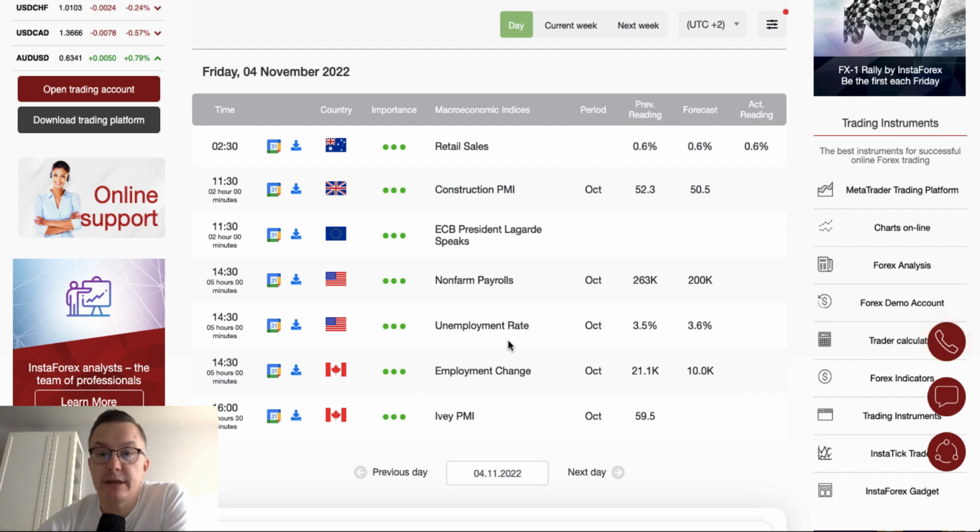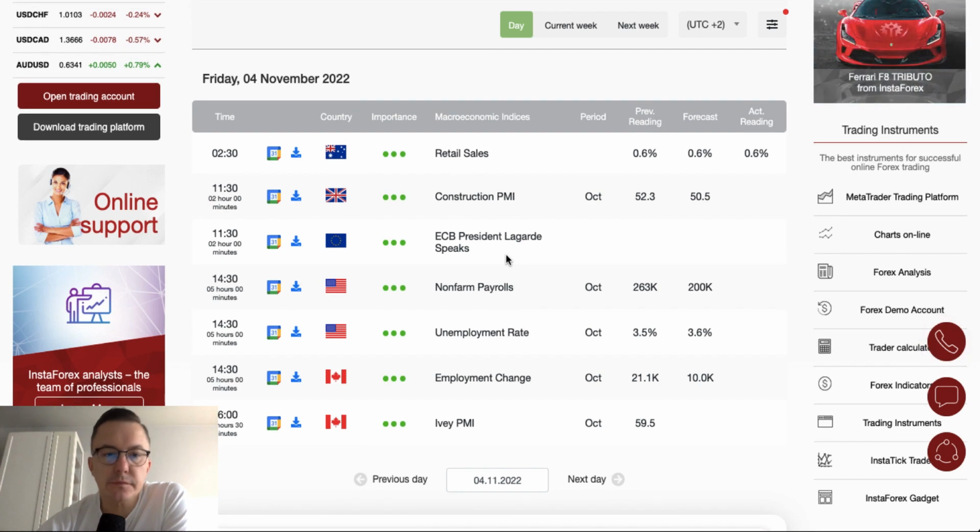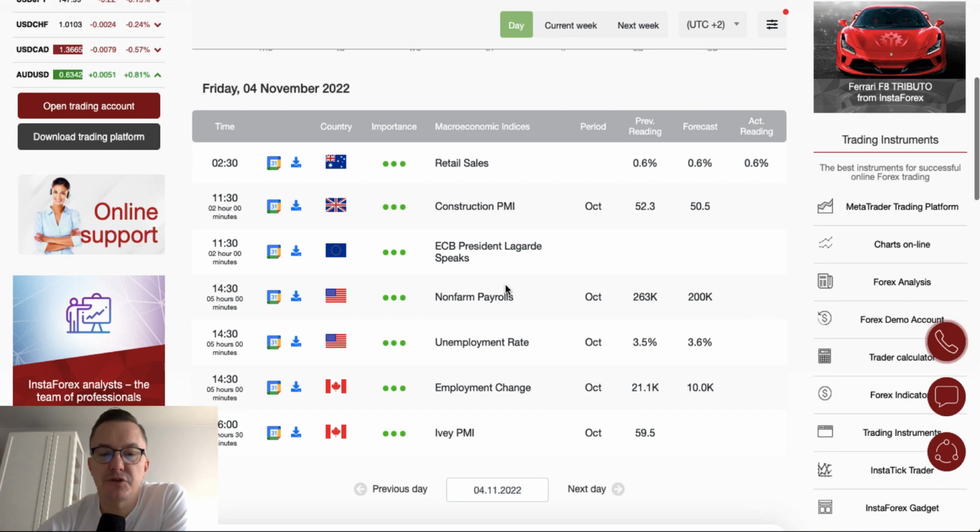Please remember, we got the Fed interest rate decision, Bank of England interest rate decision, plenty of interest rate decisions, and now we got non-farm payrolls. We cannot say that it was a boring week. It was a great week for trading. So let's dig into the technical charts to see what is going on. I think we should start with euro dollar.